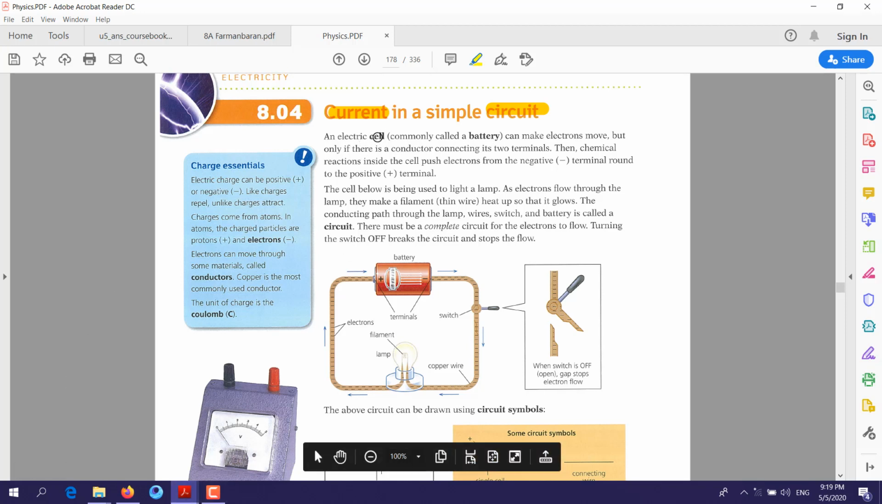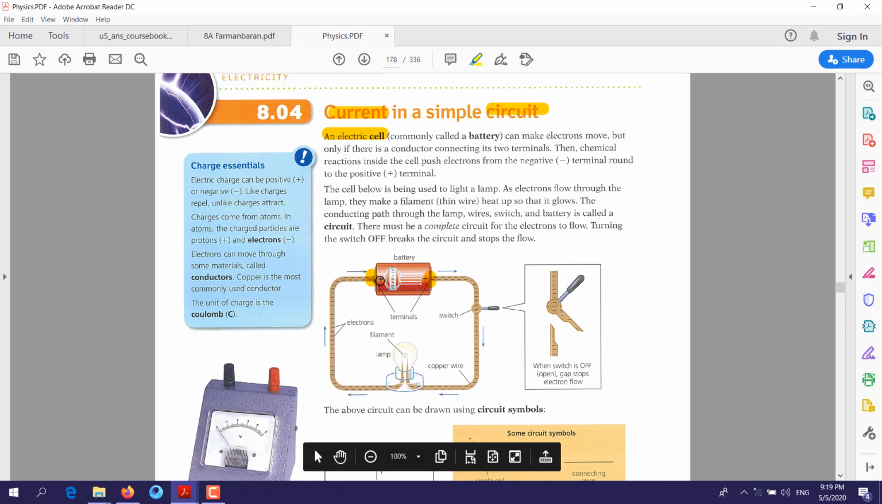An electric cell, which is a battery, can make the electrons move, but only if there is something that will connect the two terminals of it. This battery has electrons in it, and it will let the electrons flow through it only if you connect the two ends, or the two terminals, of it.